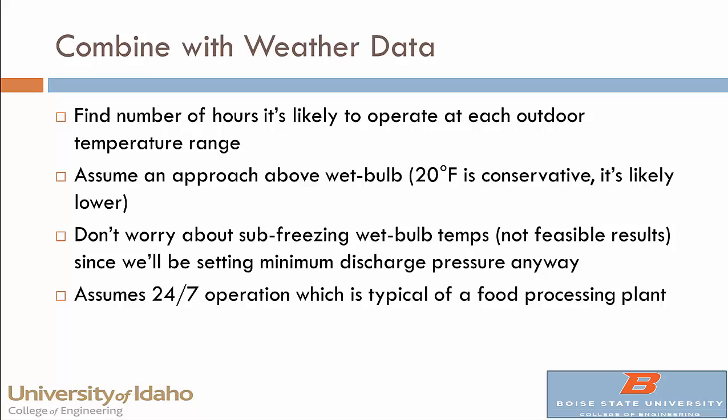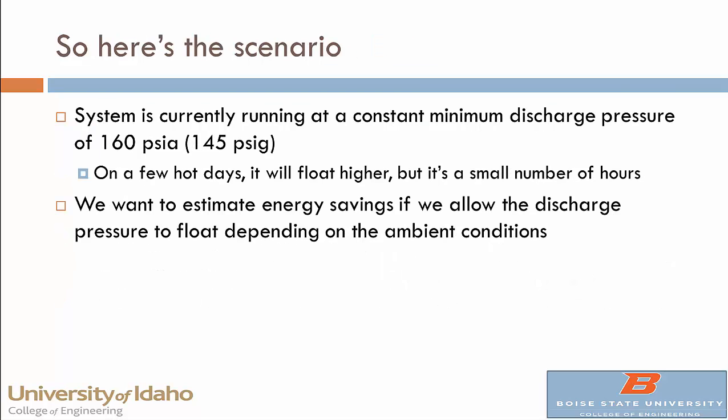A 20 degree approach is a little on the high side, so I think between the two of them, that's still pretty good. Don't worry about sub-freezing wet bulb temperatures. It's not a feasible outcome, and it turns out we have a minimum pressure we'll set anyway, so we'll take care of that. And we'll assume 24/7 operation, which is typical of a food processing plant.